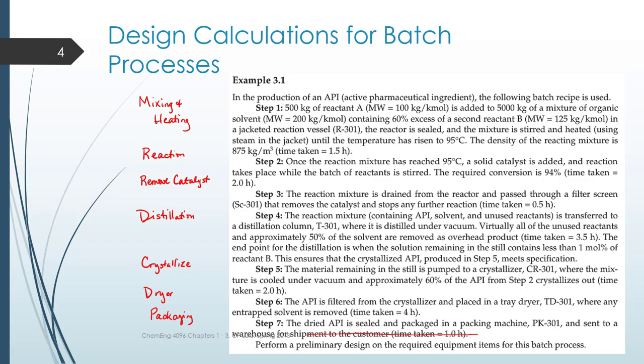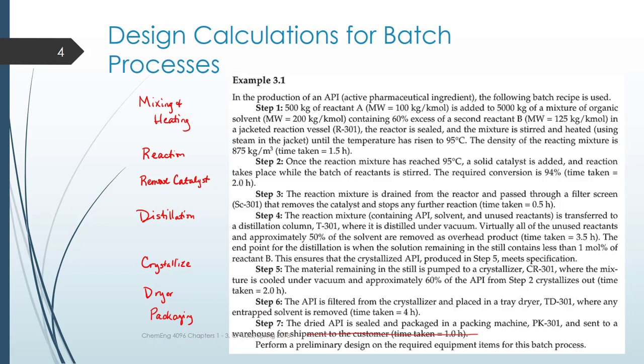The reactor is sealed, the mixture is stirred and heated using steam on the jacket side until the temperature gets to 95 degrees C. And then they say that the density of the reacting mixture is 875 kilograms per cubic meter, and it takes 1.5 hours. Okay, that's step 1. They mix the materials and they heat them, and a reaction takes place.